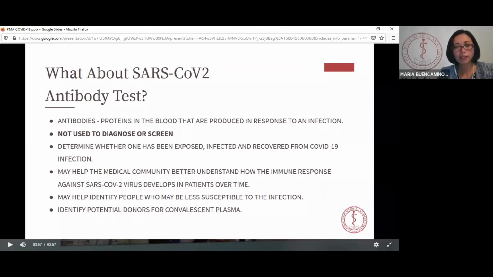This antibody test may also help researchers better understand how our immune system responds to this infection, and also help identify people who may be less susceptible to the infection. This also helps identify potential donors for convalescent plasma, which is now being studied as one of the potential treatment options for severe COVID illness. Next slide.